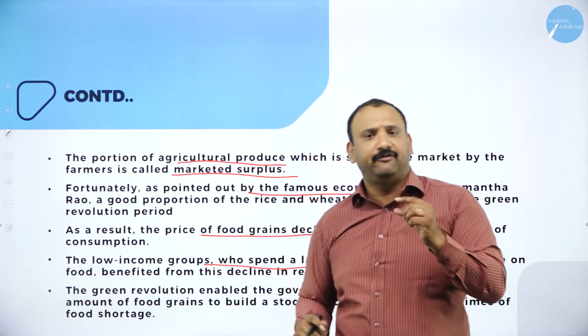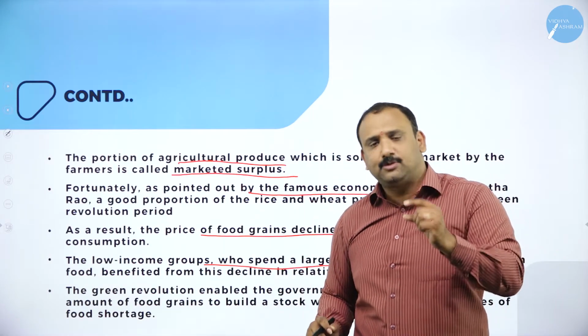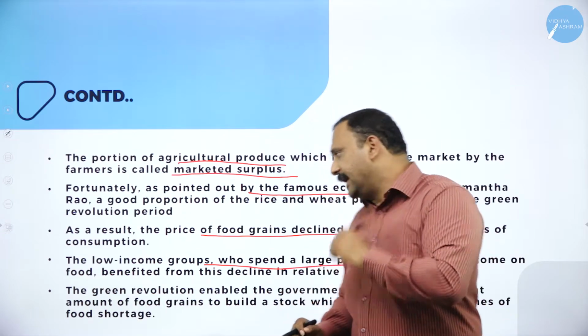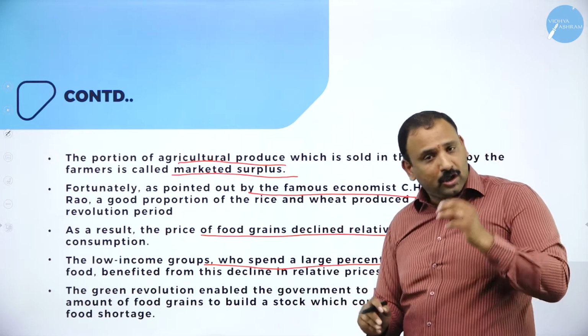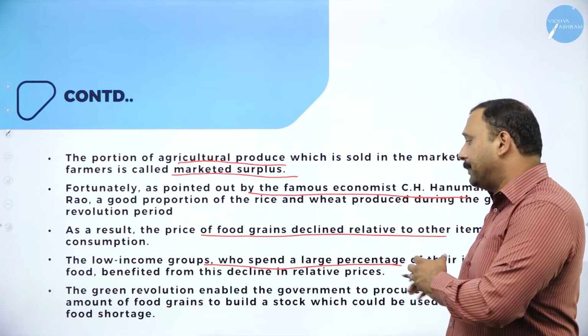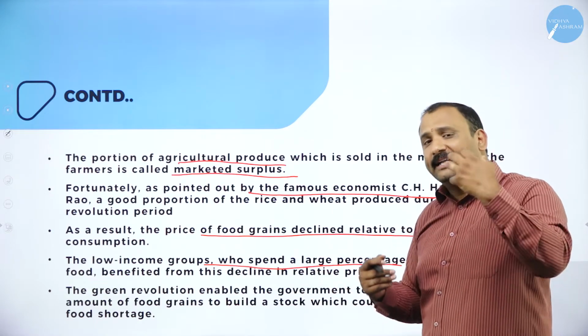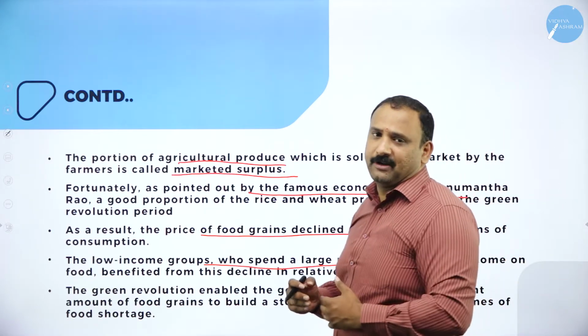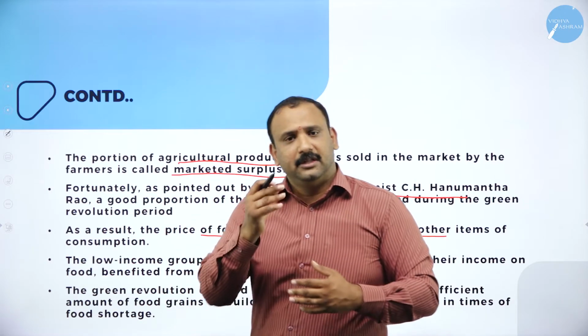So one single revolution was able to transform the life of people in India. And the Green Revolution also enabled the government to procure more food and keep it in storage for future benefit and use altogether.